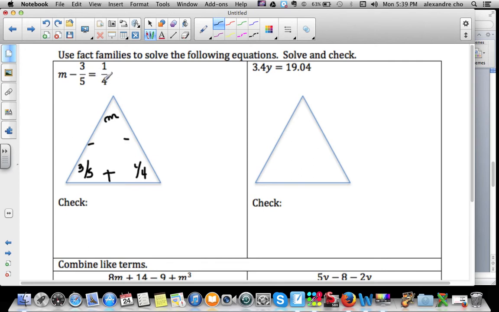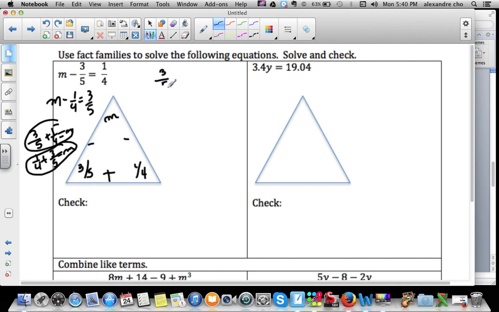You can create your families here. So another family you can say is M minus 3/5 equals 1/4. You can also say M minus 1/4 equals 3/5. You can also say 3/5 plus 1/4 equals M. Or you can say 1/4 plus 3/5 equals M. So we can either use this one or this one to help us find the value of M. Alright, let's do that on the side.